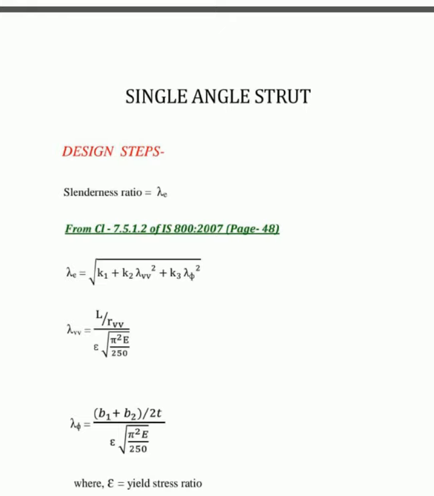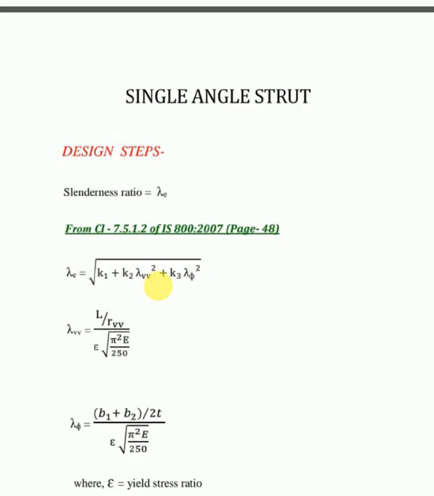Now first of all, let's have a look at the steps. We need to find out the slenderness ratio, which is denoted by lambda e. To find out lambda e, just refer clause 7.1.5.1.2 of the IS code. So there it is given lambda e equal to root over k1 plus k2 lambda vv square plus k3 lambda phi square. Now next we need to know what is k1, k2, k3, lambda vv and lambda phi.